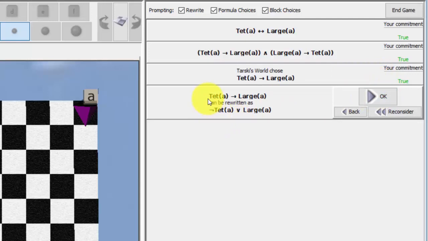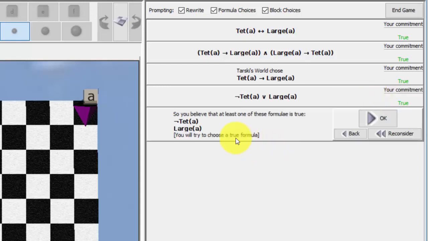It notes that it can be rewritten as: either it's not the case that A is a tetrahedron, or A is large. It can be rewritten that way because as long as the antecedent is false, a material conditional will be true, and as long as the consequent is true, a material conditional will be true. So we say, yes, we believe that. Of course, both of those are false, so we're going to end up being proved wrong.